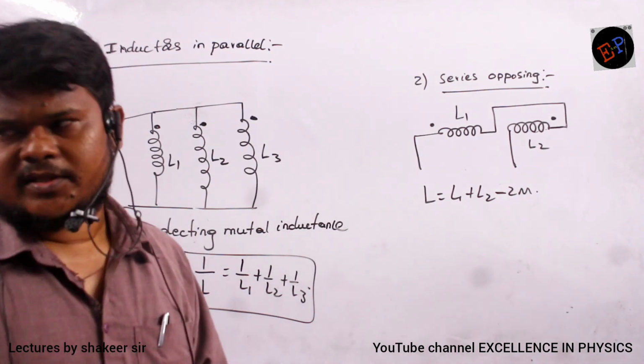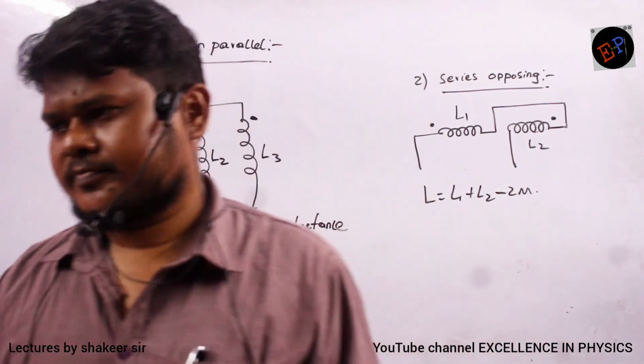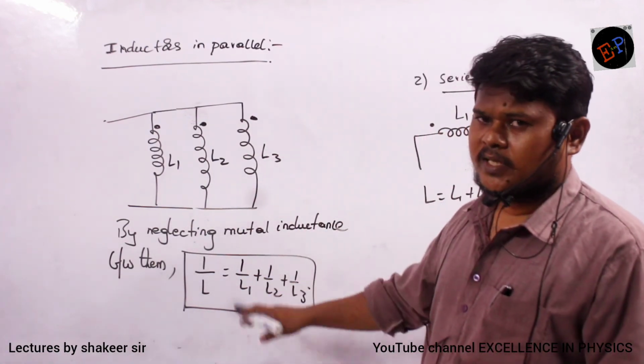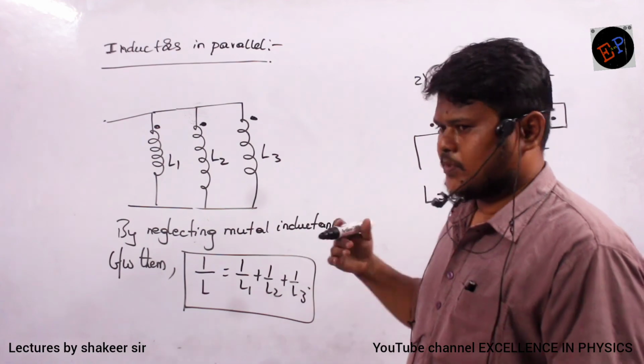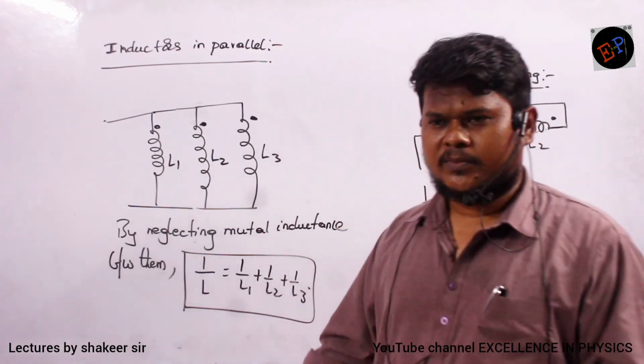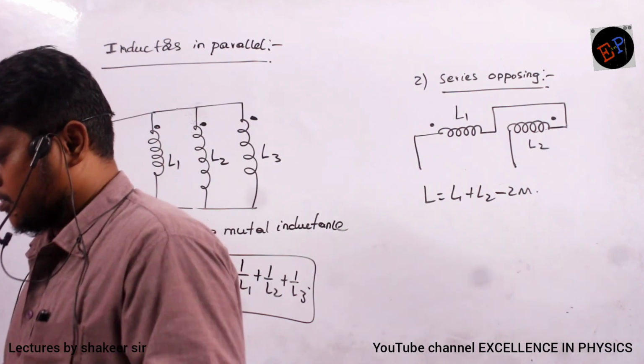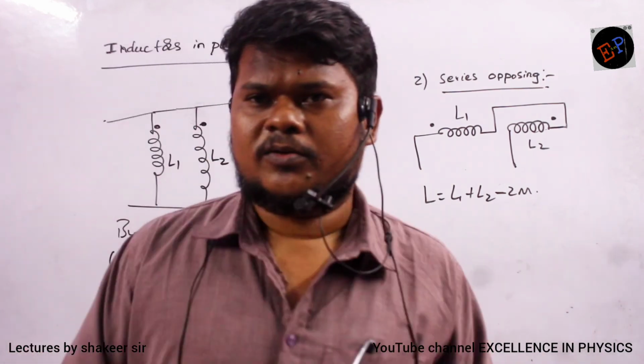Just like resistor connections. If resistors are connected in parallel, this is the equation we use: 1 by R equals 1 by R1 plus 1 by R2 plus 1 by R3. Same formula here also. Clear? That's it. This completes our topic called electromagnetic induction.